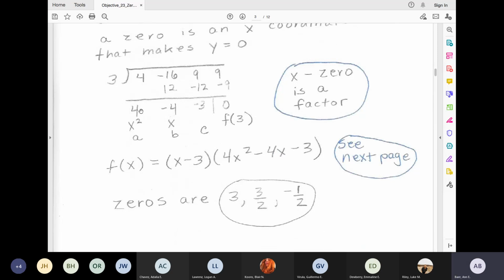Drop the 4. And now we do multiply, add, multiply, add, multiply, add. So our multiply always involves this number, 3, times what's at the bottom of the previous column, which is 4. 3 times 4 is 12. Add straight down, get -4. Multiply. 3 times -4 is -12. Add straight down, get -3.